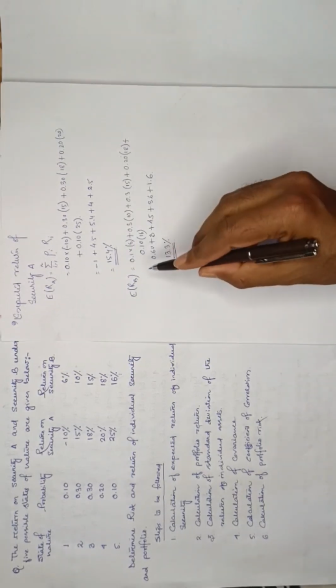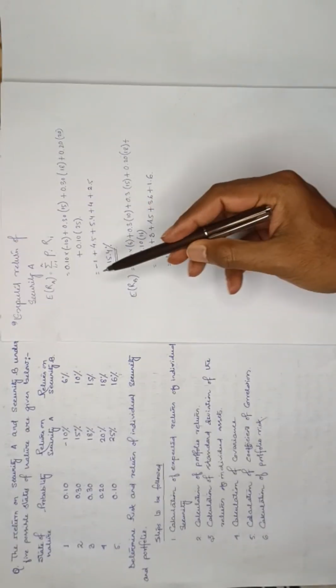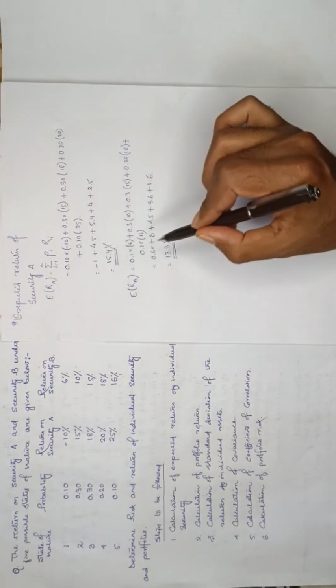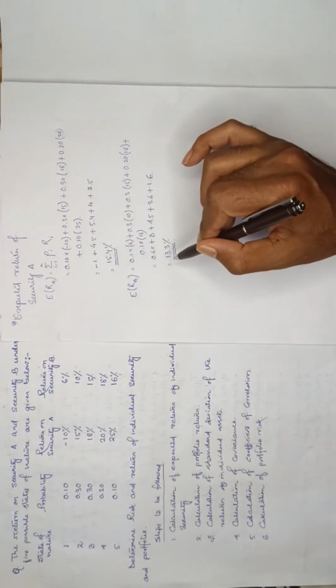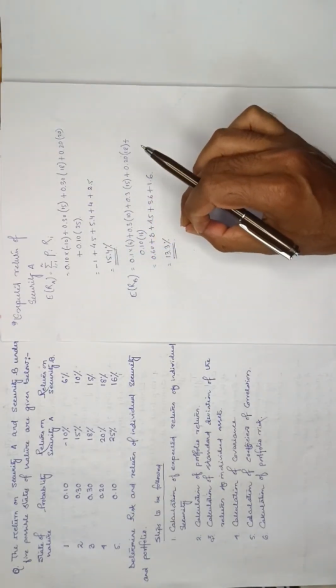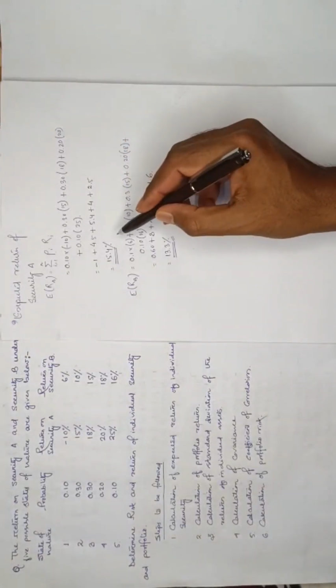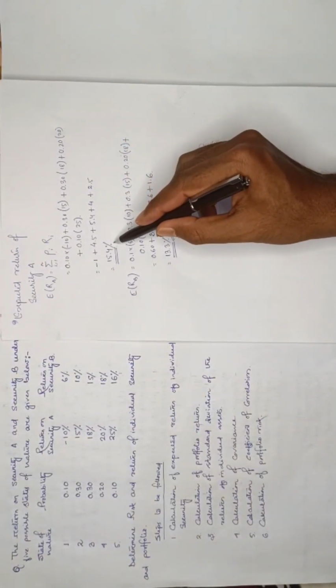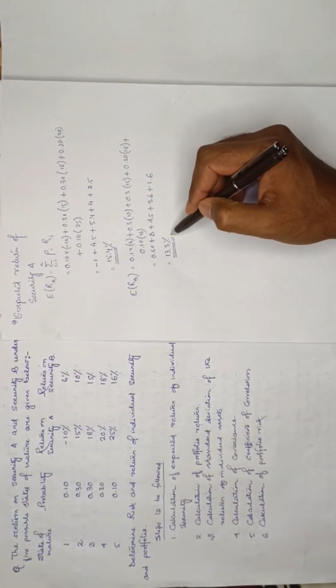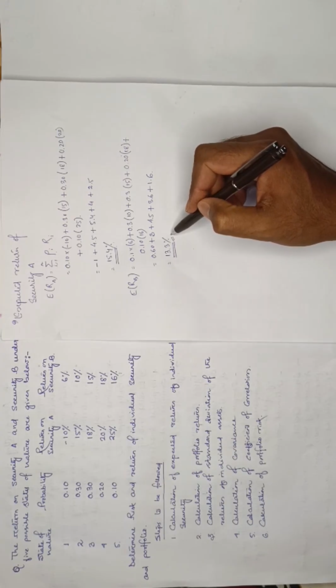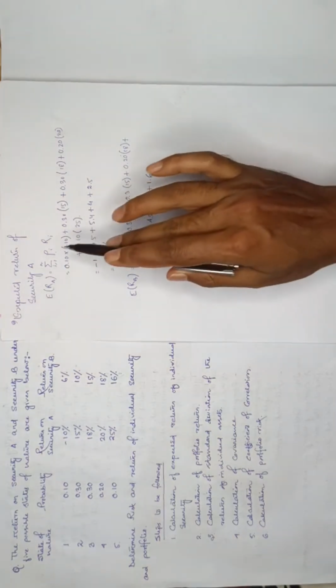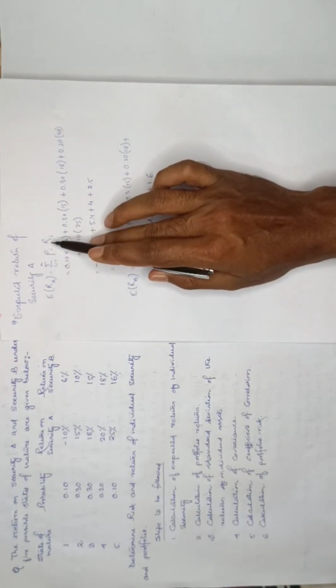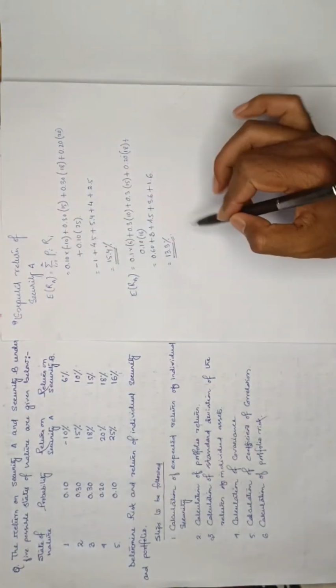Just like the way I have calculated the expected return of security A, the same way I have calculated the expected return of security B. Let me repeat once again: it is the sum of the products of probability and return value. Then I will get this one.